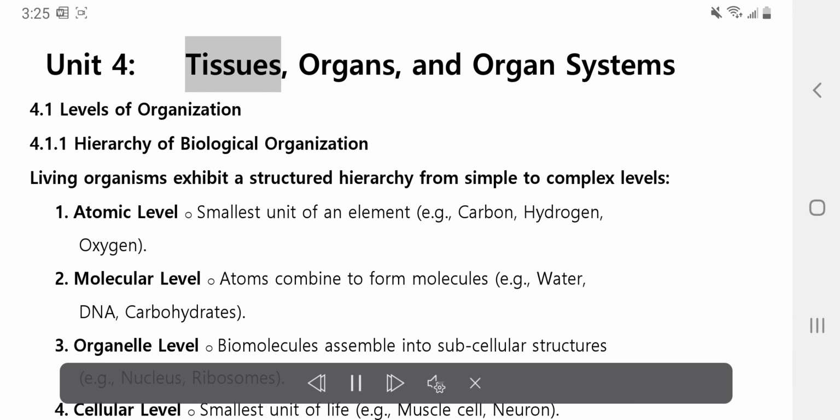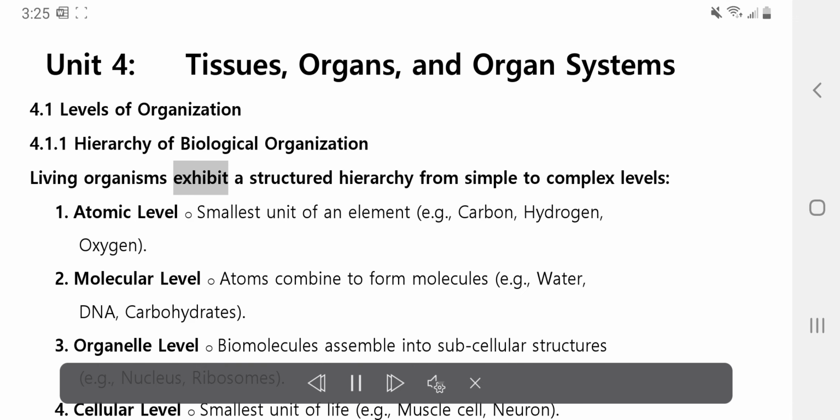Unit 4, Tissues, Organs, and Organ Systems. For point 1.1 Hierarchy of Biological Organization.